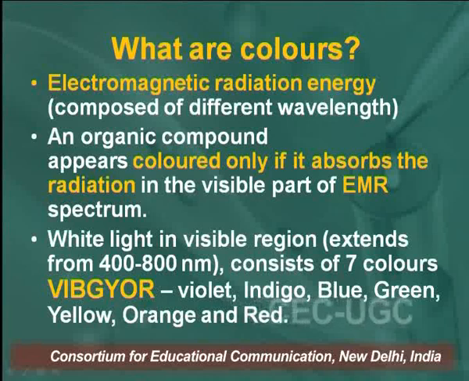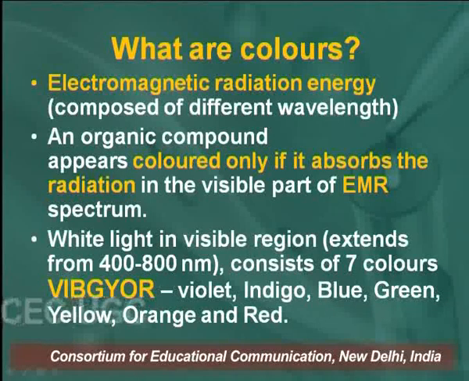White light in the visible region extends from 400 to 800 nanometers, and that white light consists of 7 colors, which we can represent by the short name VIBGYOR. VIBGYOR is violet, indigo, blue, green, yellow, orange and red.